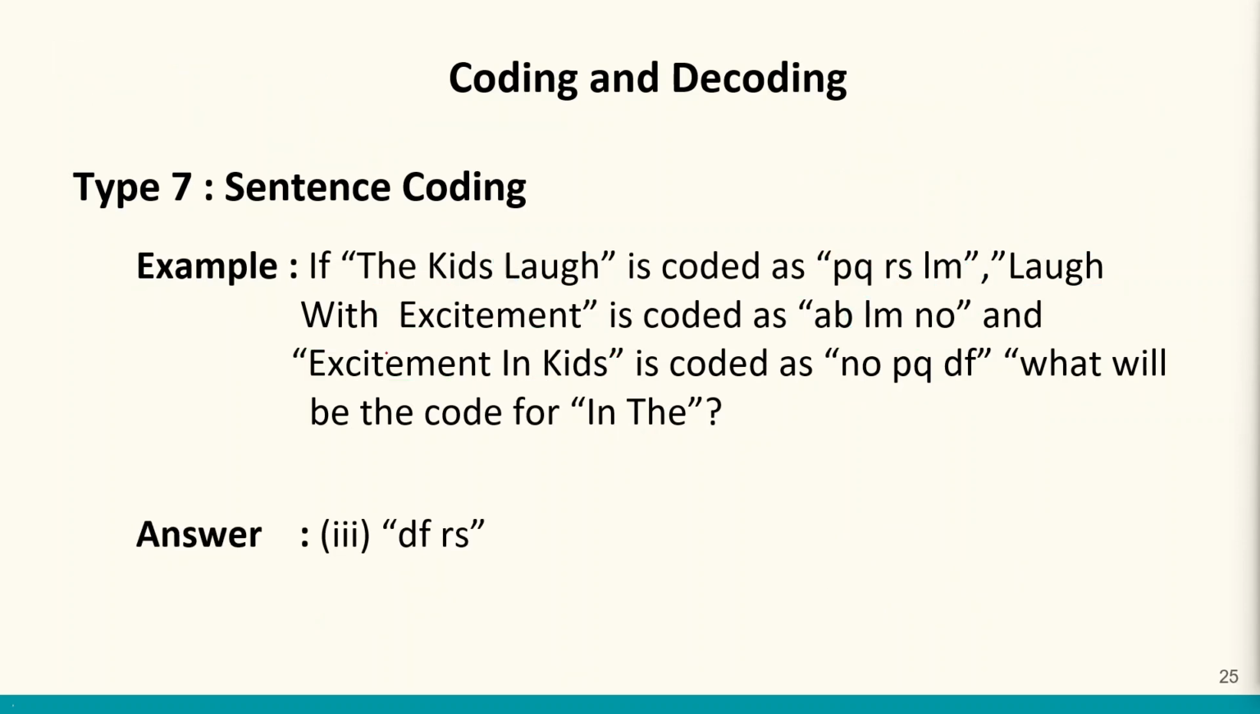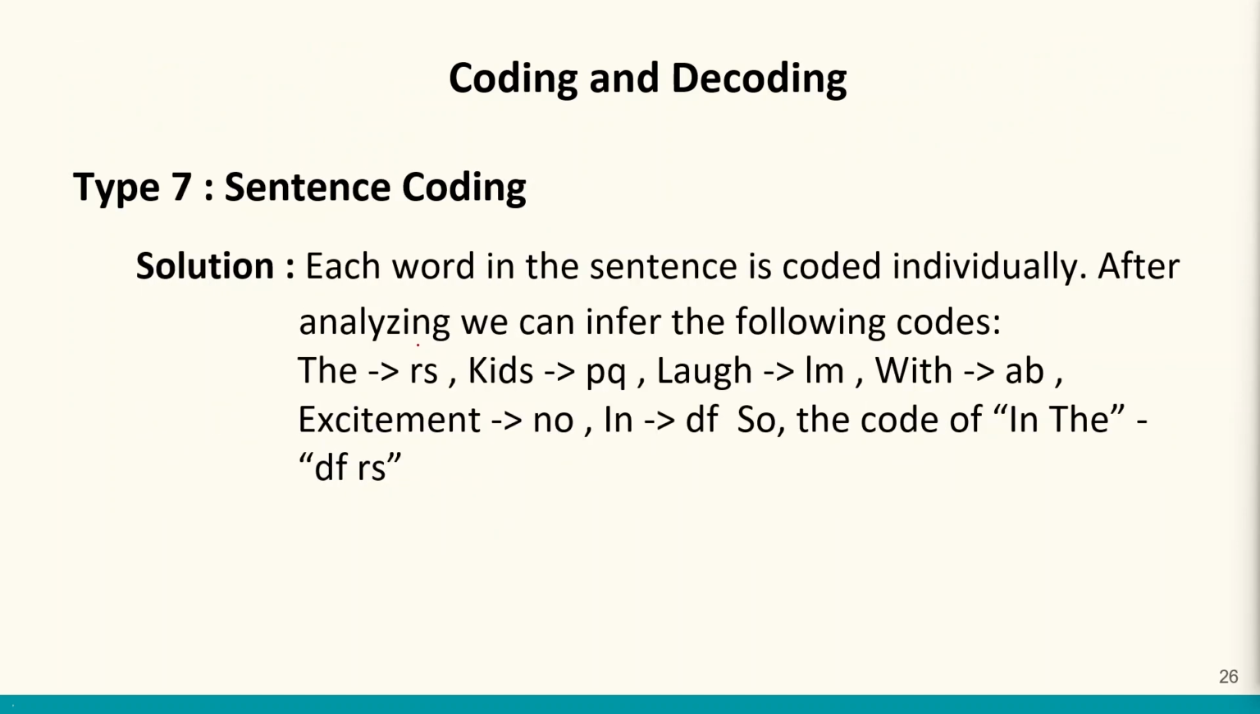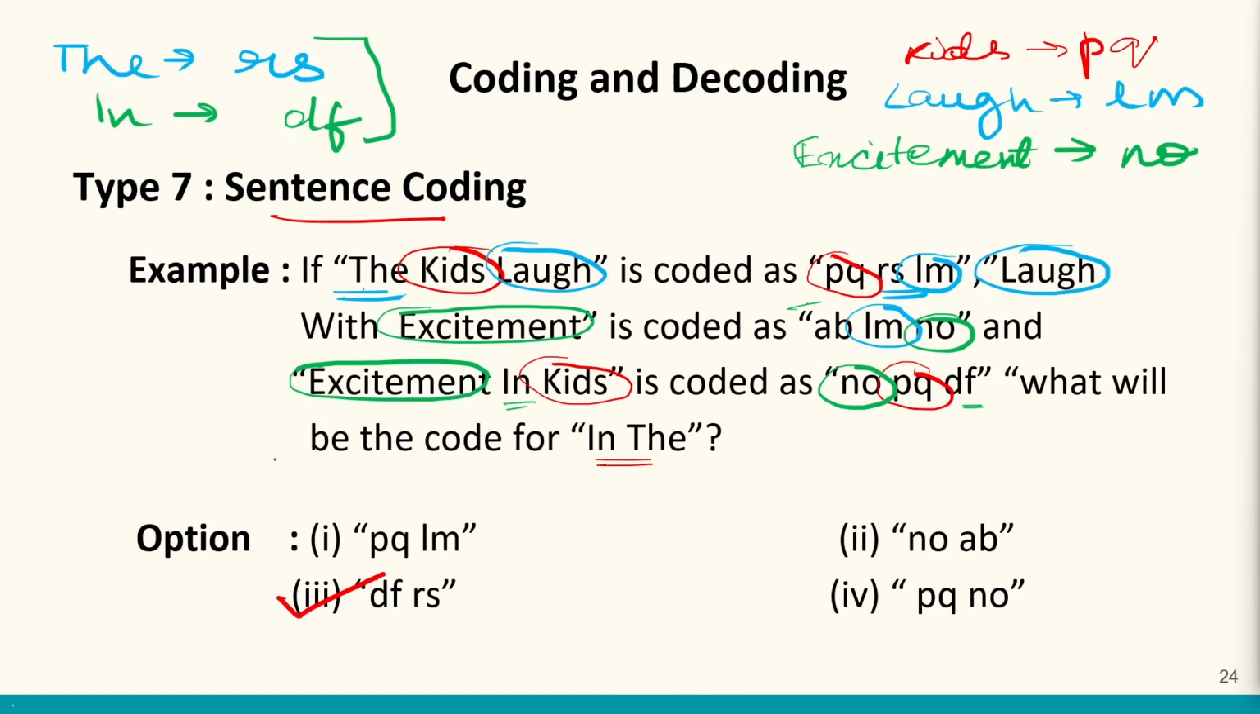So over here is the solution, and the code is DFRS. If we have to find the code for with, because with is not mentioned anywhere, it will be the only remaining letters, which is AB. With will be AB. So in this manner, we can find the code for all the words.